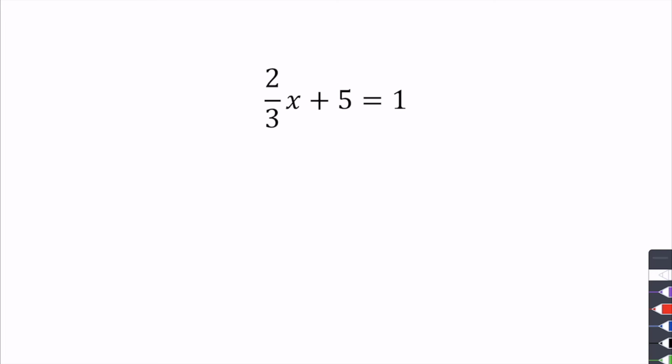Here we have a slightly more challenging one. 2/3 x plus 5 is equal to 1. Have a go first, spend a minute or so trying it out, and come back once you've done, and I'll take you through the solution.